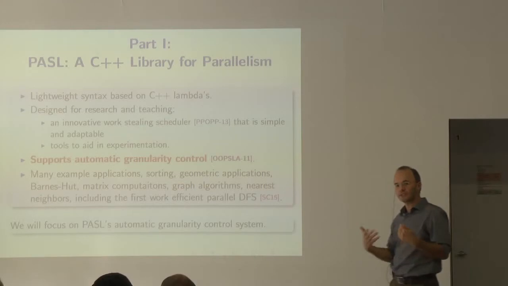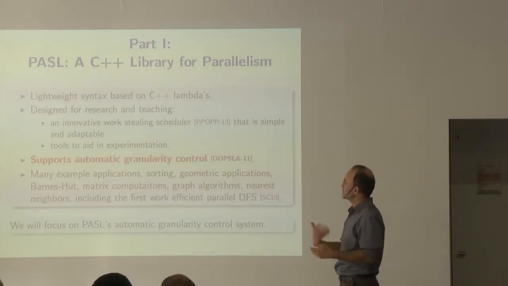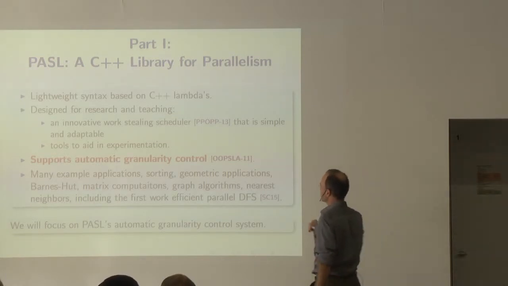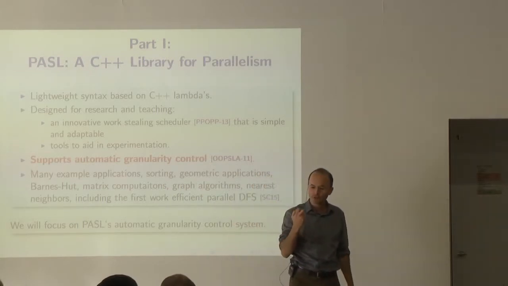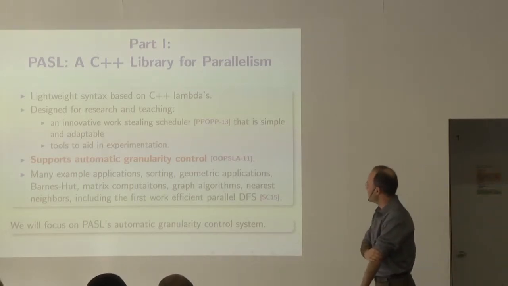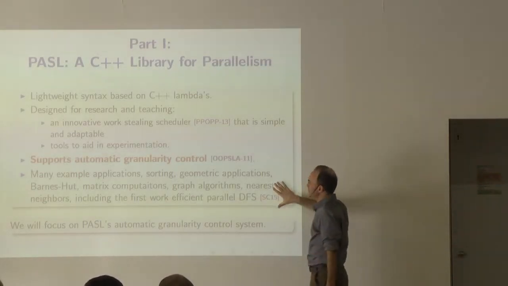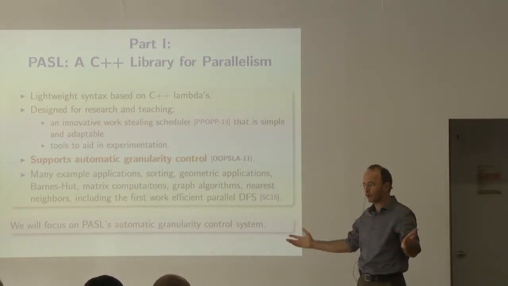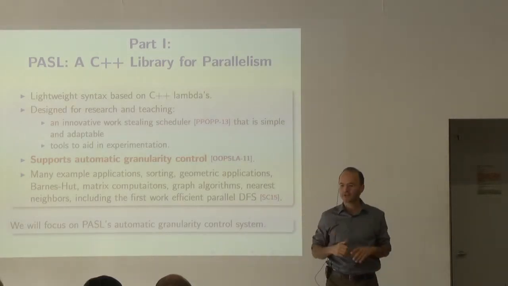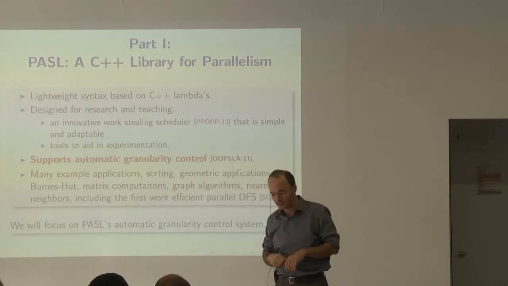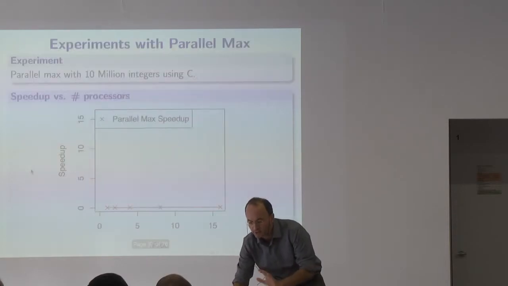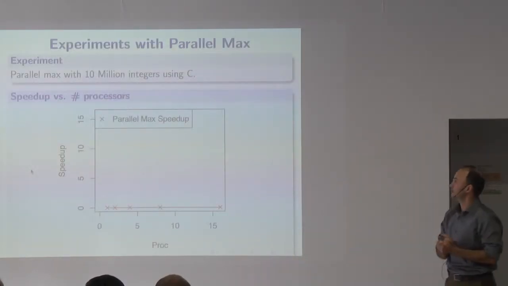There are lots of tools in this library that aid in experimentation, so you can take measurements, understand where things are going wrong, etc. Most importantly, which is what I'm going to talk about here as far as this library is concerned, it supports automatic granularity control. We'll see what that means and how it helps. We've looked at many example applications, a whole slew of benchmarks. Most notably, we were able to come up with the first work-efficient parallel unordered depth-first search algorithm using this library. So in the rest of this part, I'm just going to give you a brief overview of the granularity control technique that we use.